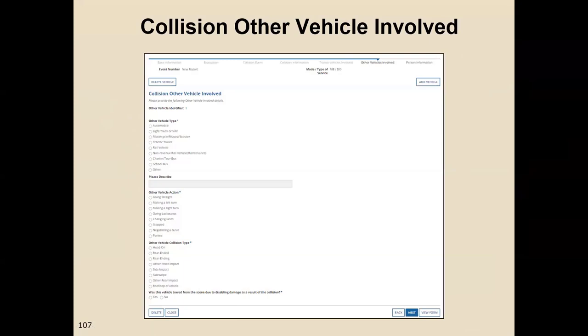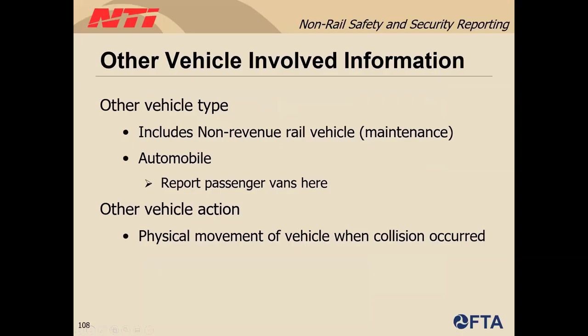This is a screenshot of the other vehicle involved screen for non-rail collision reporting. The form collects the type of other vehicle. The form includes an option for a non-revenue rail vehicle. The automobile option would be used for both cars and passenger vans like a Dodge Caravan, for example. The action or physical movement of the other vehicle at the time of the collision is also collected.